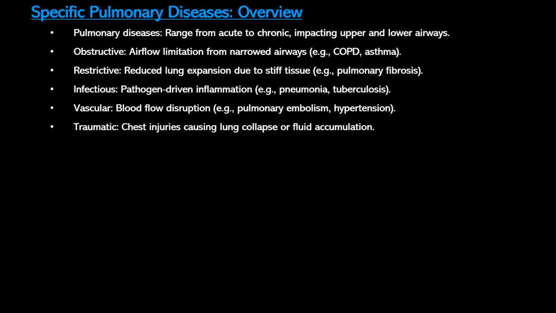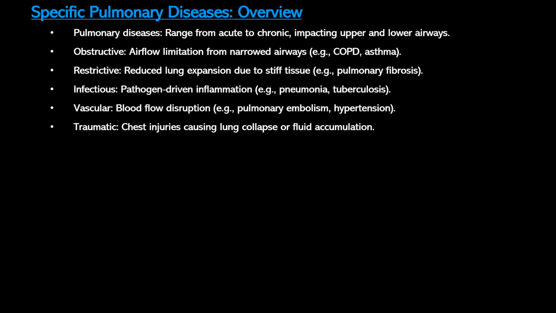Restrictive diseases, such as pulmonary fibrosis and interstitial lung disease, are characterized by stiffened lung tissue that limits lung expansion and reduces the total volume of air the lungs can hold. Infectious diseases, including pneumonia and tuberculosis, are caused by pathogens that inflame and damage lung tissue, impairing gas exchange.